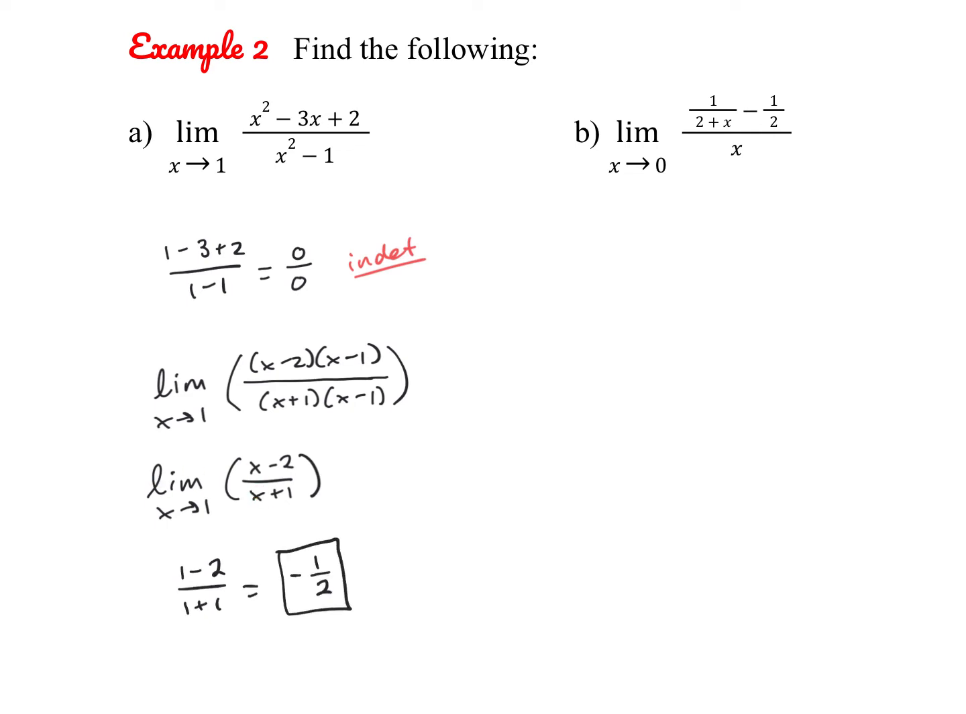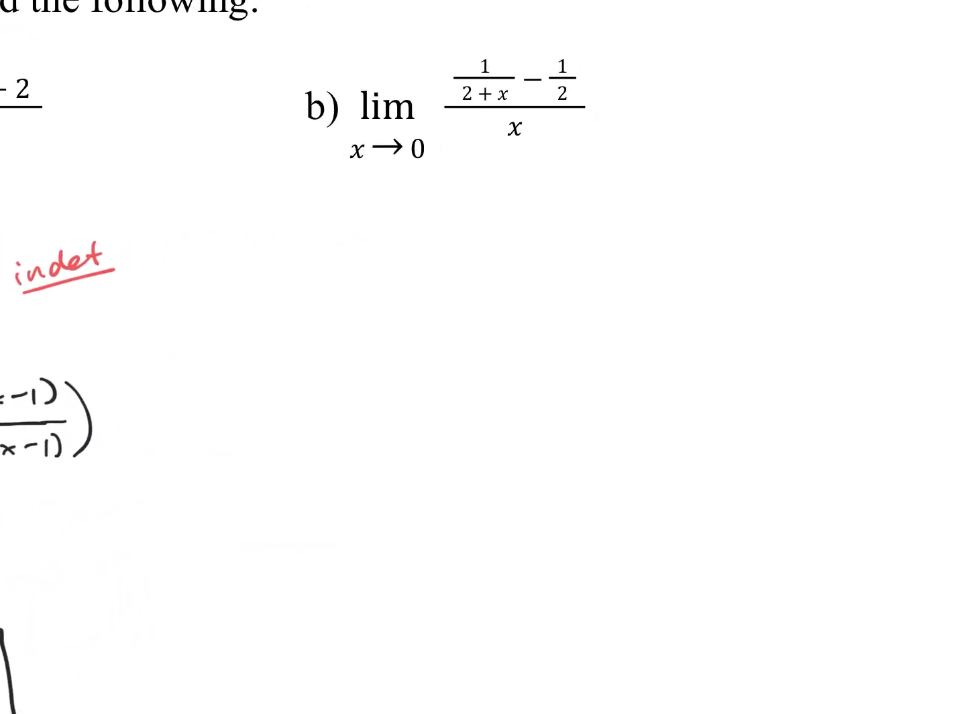So from here, we were able to obtain a real number. So this is our answer. So you can see we did have to do a little extra work to manipulate what our function looks like, but then from there we were just able to use direct substitution. Okay, let's look at the next example over here.